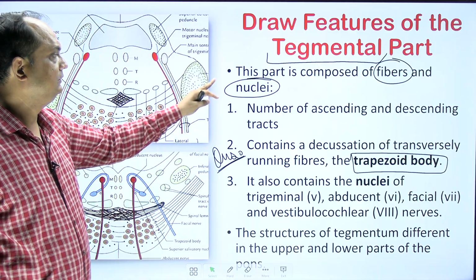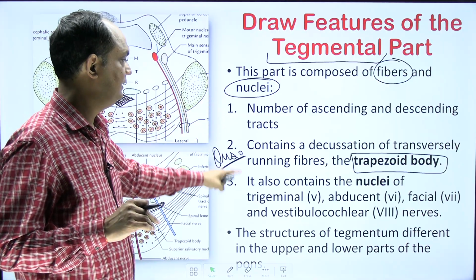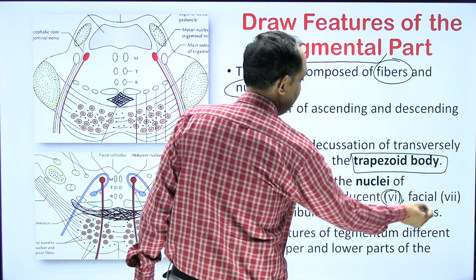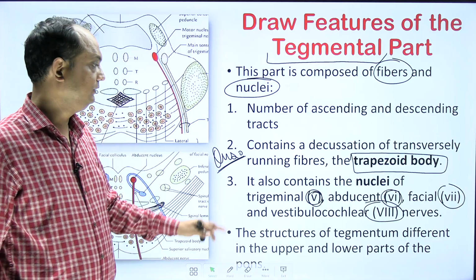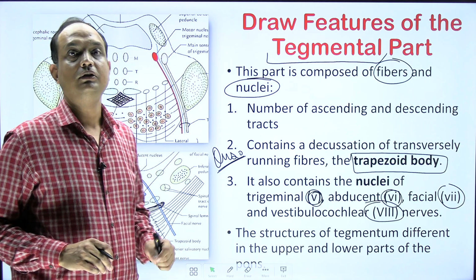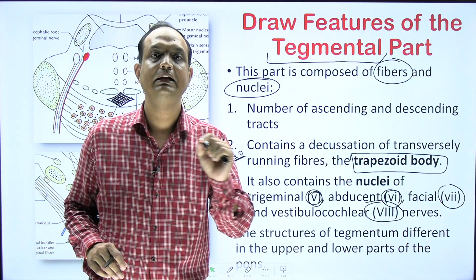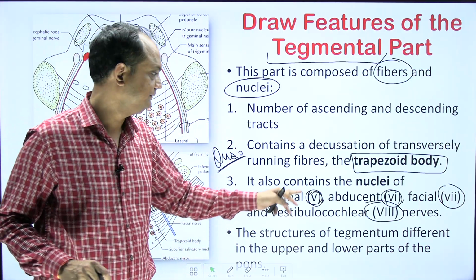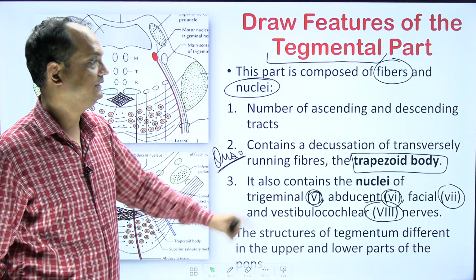Now apart from these two things, you are also going to see the nuclei. Which cranial nerve nuclei? The nuclei of the trigeminal, abducent, facial and vestibulocochlear. My dear students, if you remember my earlier classes on the brainstem, I already told you that your medulla is related with the lower four cranial nerves, that means 9, 10, 11, 12. And your Pons is related with the next four, that means 5, 6, 7, 8. So you will find the cranial nerves 5, 6, 7, 8.